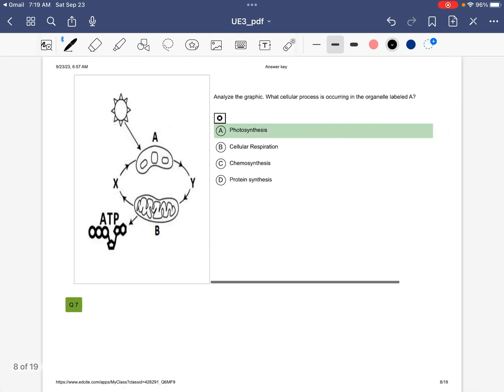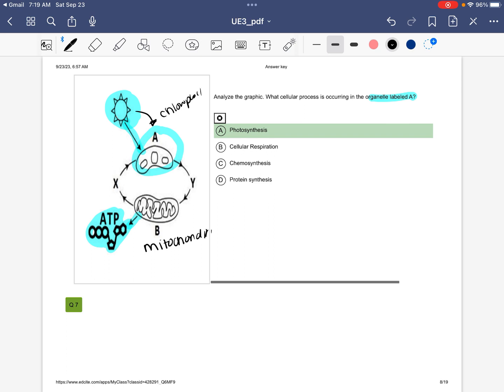So here we have a graphic. What is happening at organelle A? So your biggest clue here, class, is you have the sun pointing towards organelle A. We know that organelle B has ATP. So knowing the processes of photosynthesis and cellular respiration, we know that B has to be the mitochondria because that is where ATP is produced. And anyone looking or dealing with the sun is your chloroplast.